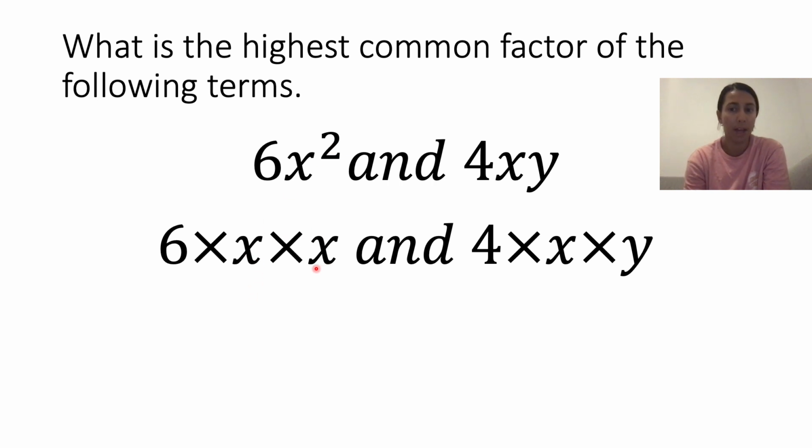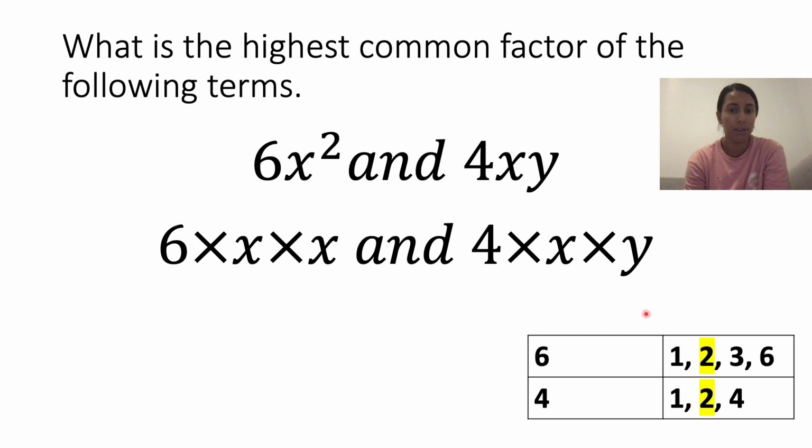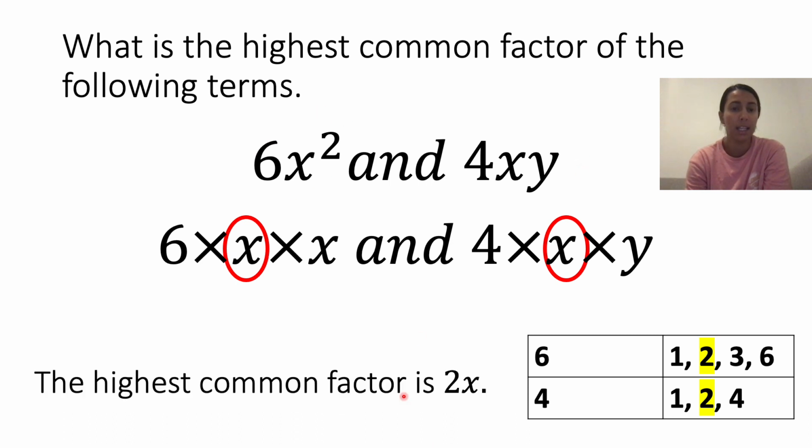So what do they both have in common? So 6 and 4 both have a common factor. So if you see here where I've listed all the factors of 6 and all the factors of 4, we can see that the highest common factor of 6 and 4 is 2. So they both have a highest common factor of 2, and they also both have a highest common factor of x. So the highest common factor of 6x squared and 4xy is 2x.